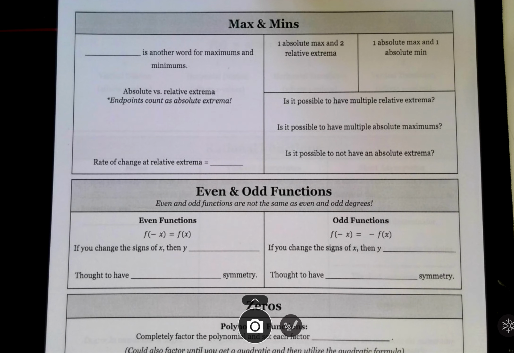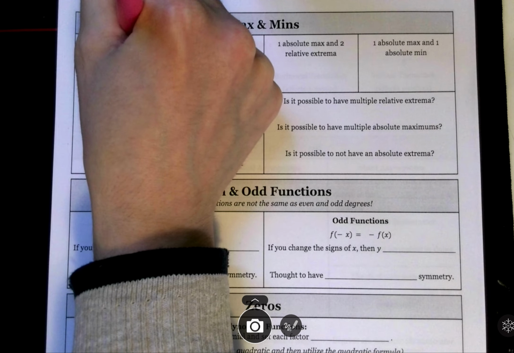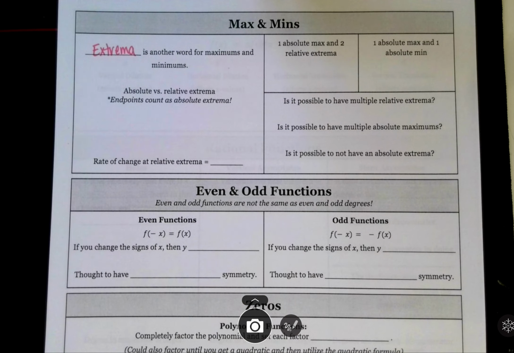Our Unit 1 exam review. We did the first page in Part 1, and so we're going to start with max and mins. Whenever we're looking at max and mins, we want to think of them as extrema. Extrema is another word for maximums and minimums. And there is a difference between absolute and relative extrema.